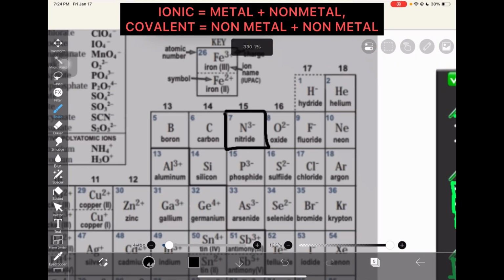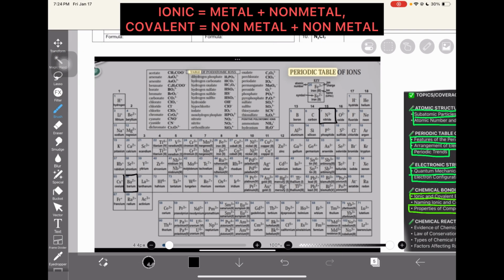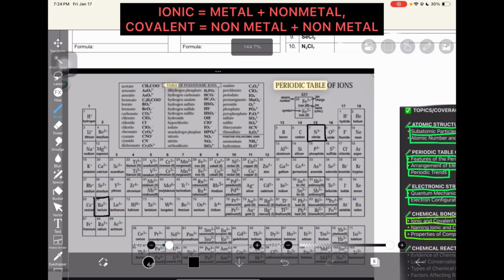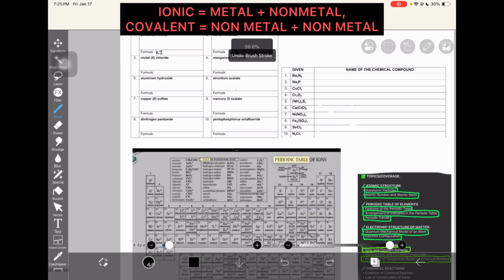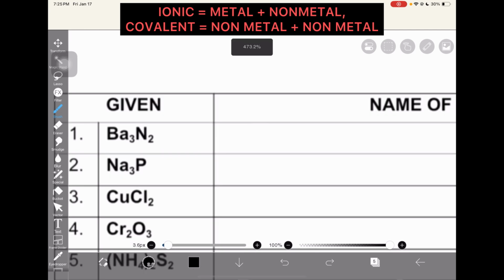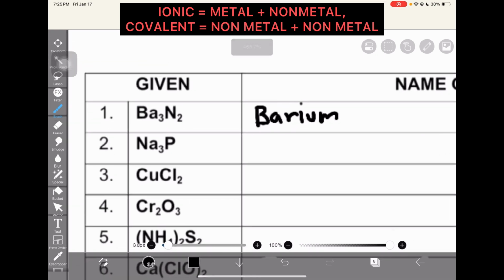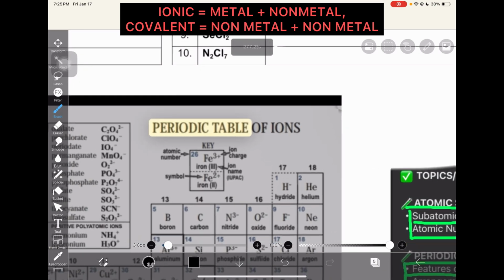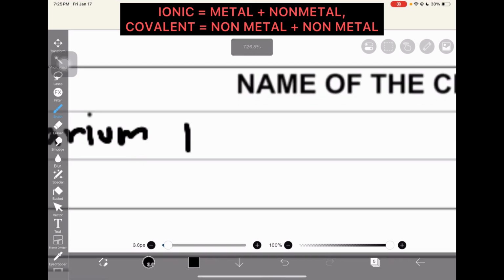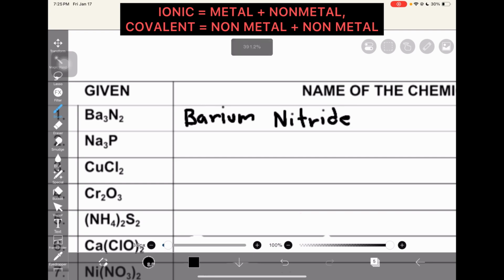Nitride. Nitrogen is a non-metal and barium is a metal. Metal plus non-metal is equal to an ionic bond. Ionic bonds do not require any prefixes, so just name it. First, copy the first element's name, the raw name, and second, we have nitride over there. Copy that. And that is the first one.